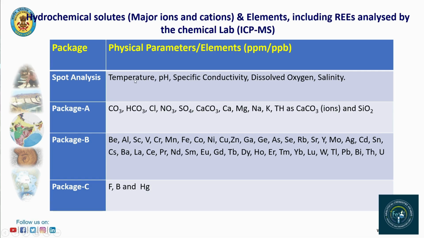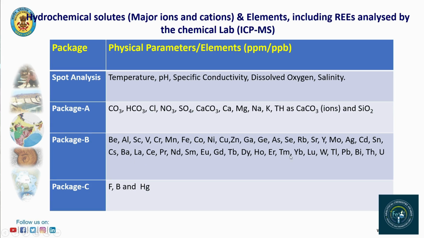These physical parameters we have analyzed with the chemist on the spot, and then we can see package A. These are the anions and cations, analyzed by the chemist using different techniques. He has used the titration method for the analysis.